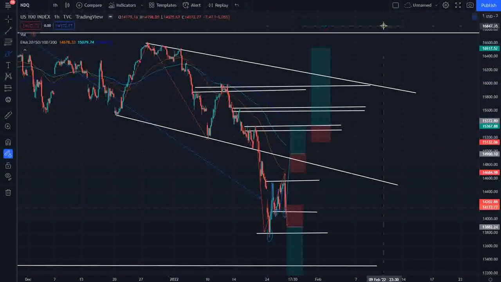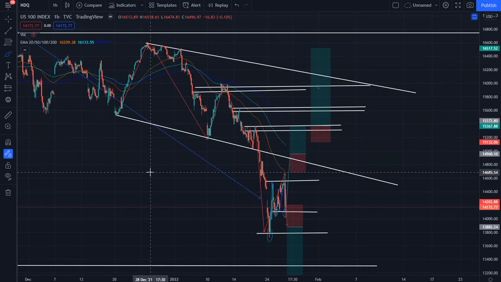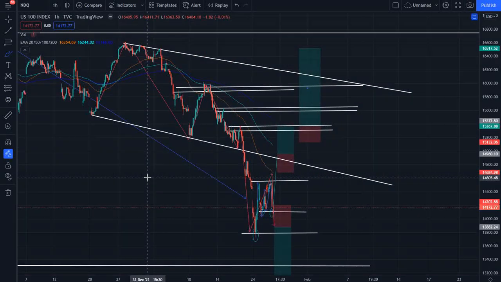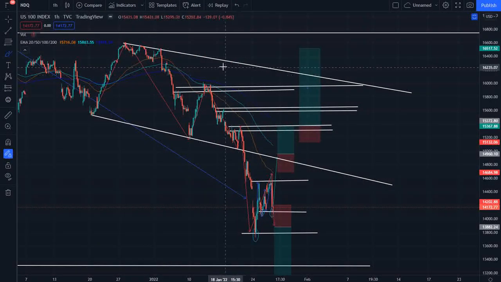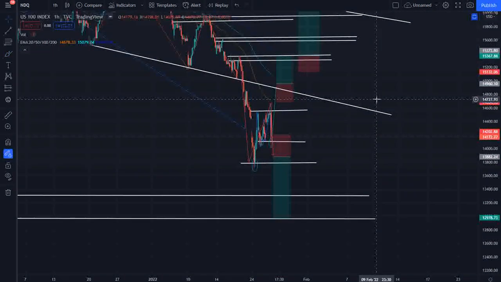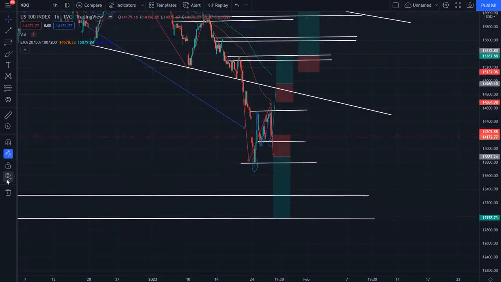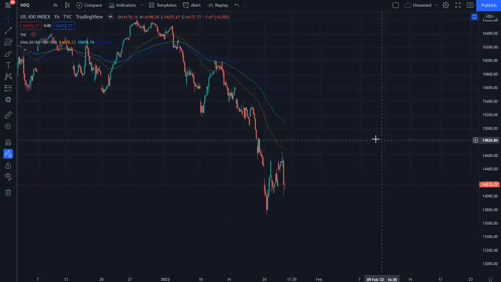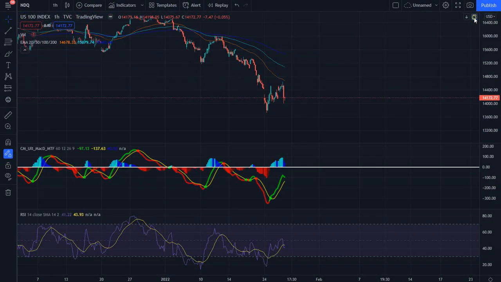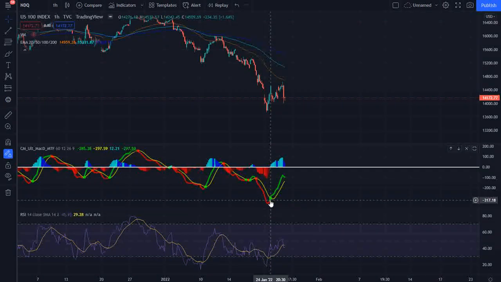Okay, my chart's getting messy now. Should we enter? It is still nice. Okay, I'm going to delete everything, I just don't need it now. Now let's take a look at the other indicators. Look at this. This one is telling me to buy now.